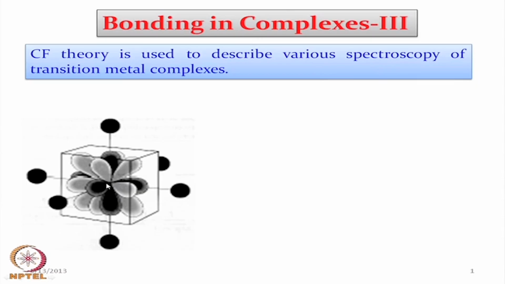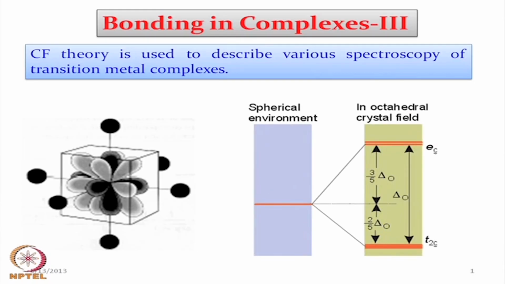So, the center of each and every face is occupied by a ligand, and this ligand interacts directly with the metal orbitals. This interaction can give rise to a particular type of splitting, and that splitting we will call the crystal field splitting. So, crystal field theory is telling us how the splitting of the different d orbitals will take place in a particular symmetry.